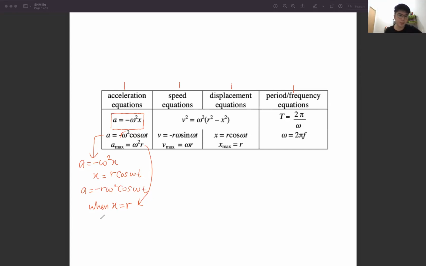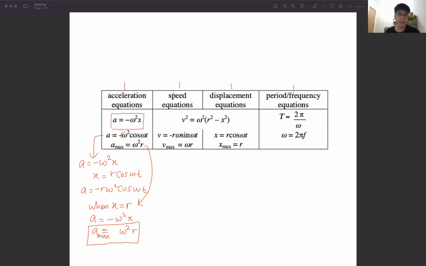If you put it into the equation, a equals to minus omega square r. So a maximum equals to minus omega square, this one is x, and this one is r. Since we are only looking for the magnitude, we get rid of the sign. The magnitude is a max equals omega square r. So that's how we get these 2 equations.